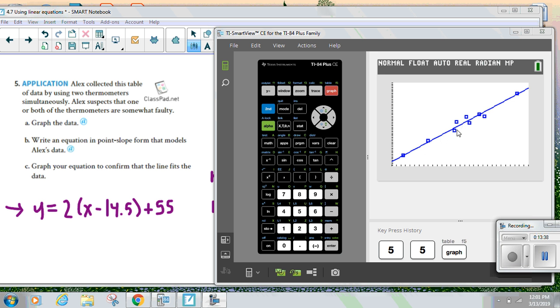If I were to choose, say, this point right here and this point right here, my line would have gone more like this, right? Which would not have fit the data very well. It would not have followed the trend. So be very careful about the points you choose to write your point slope equation.